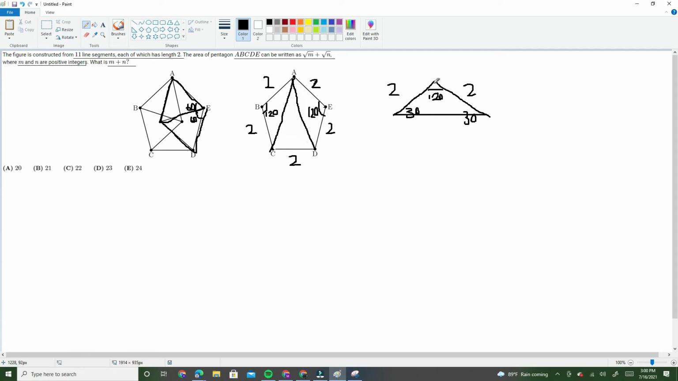And from that, we can drop a perpendicular which bisects this vertex angle to form a 60-degree angle, and we get a 30-60-90 triangle. Since the hypotenuse is 2, the height would be 1, which means that the base of one of these triangles would be root 3. And just like that, the base of the other triangle would be root 3 as well. So combined, this length is 2 root 3.